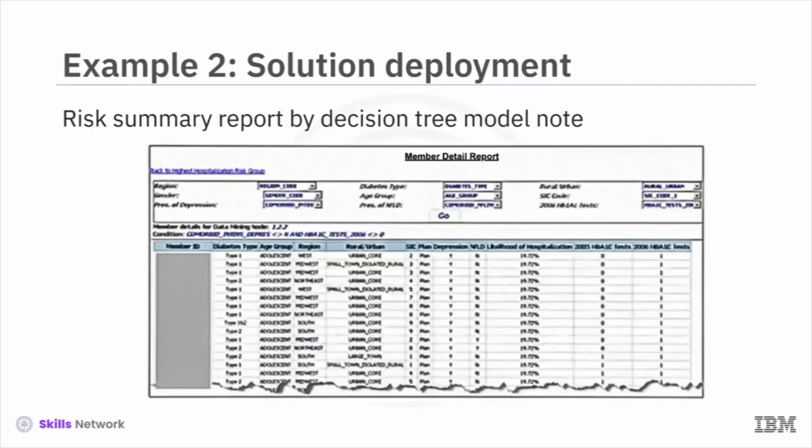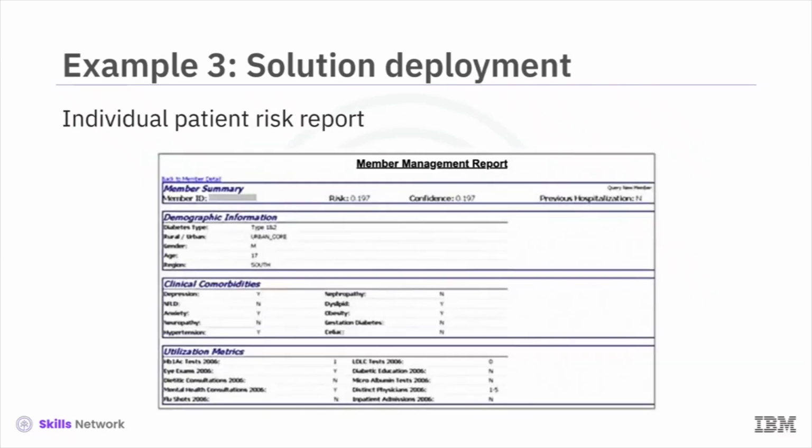This slide shows an interactive summary report of risk by patient population within a given node of the model so that clinicians could understand the combination of conditions for this subgroup of patients. And this report gives a detailed summary on an individual patient, including that patient's predicted risk and details about the clinical history, giving a concise summary for the doctor.